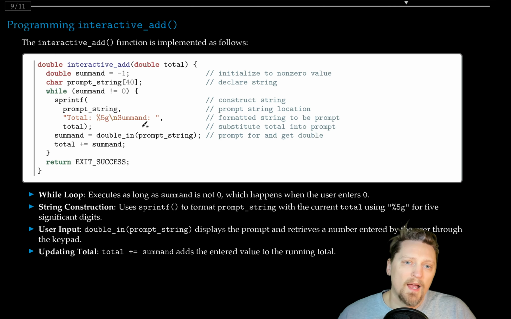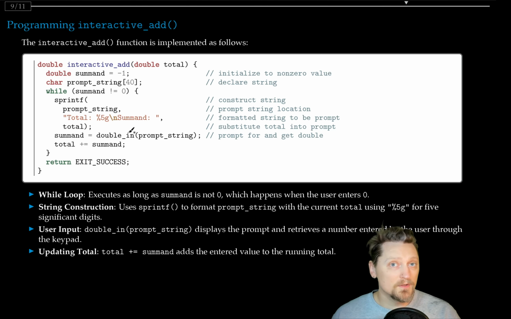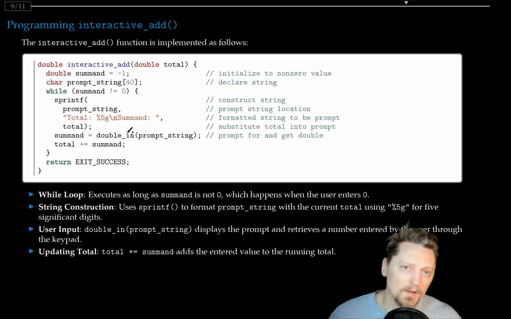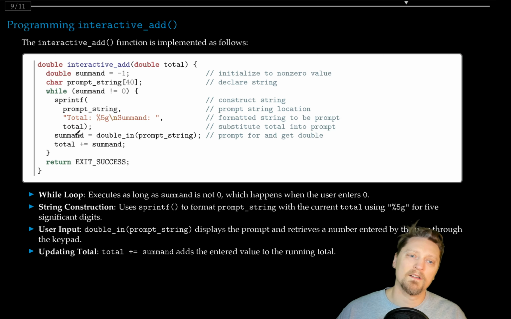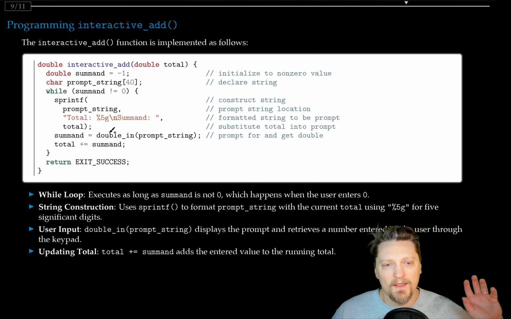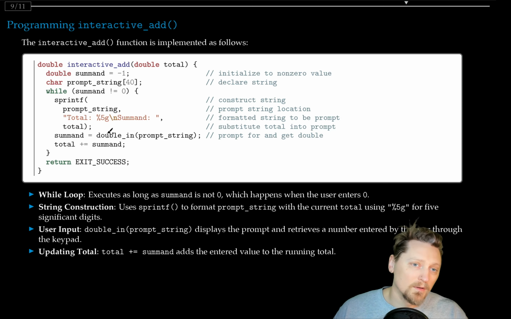We then pass the prompt string to the double in function, which prompts the user, and the user types in a number on the keypad and hits enter. When they hit enter, that value will be read by the double in program and its supporting functions, and the value will be saved as a double type variable with the name summand. Summand then will be added to the total.